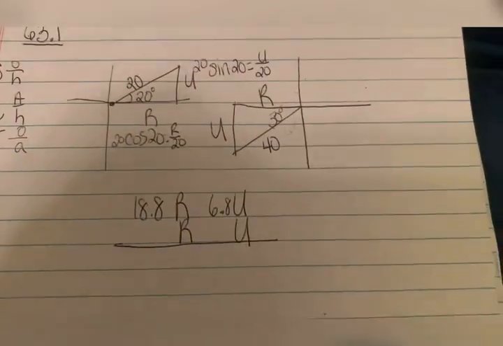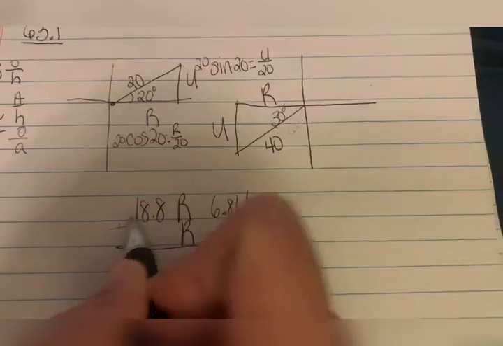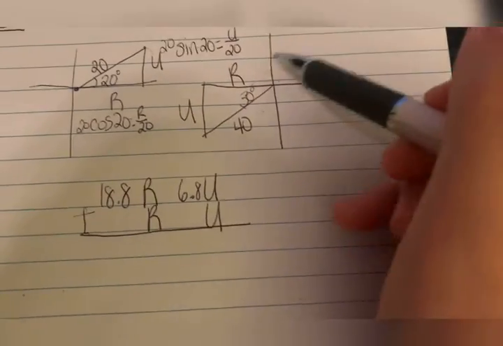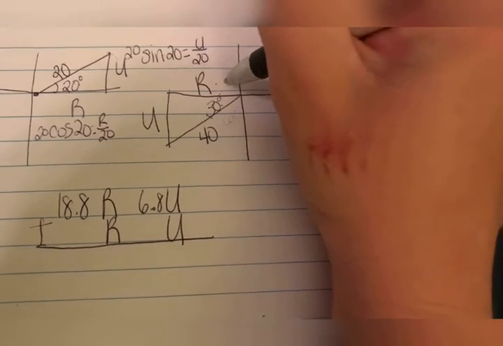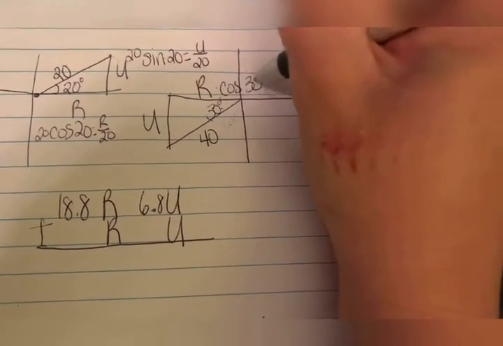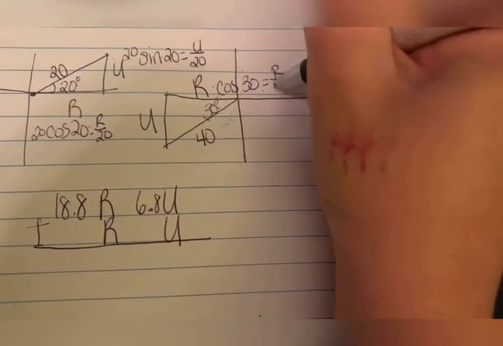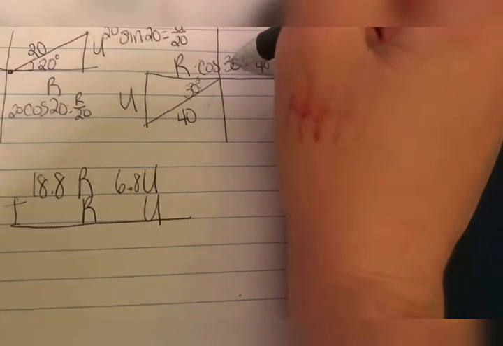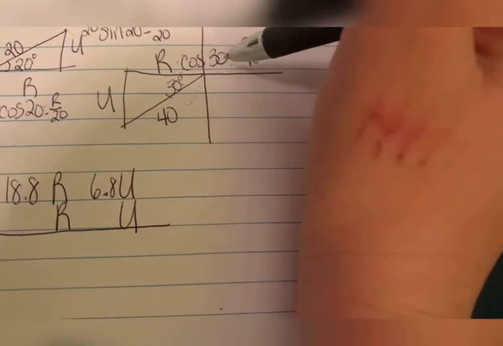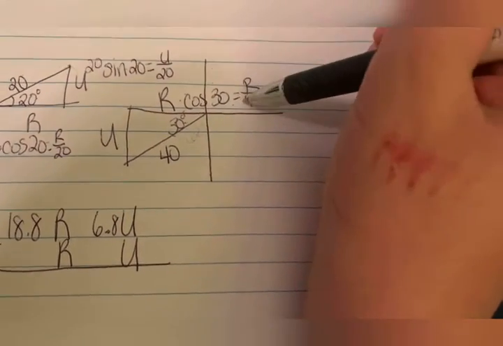Then you need to find your R and U of this one. So your R is going to be cosine again. Cosine 30 equals R over 40. So you do 40 times cosine 30. Cosine 30 is going to give you 0.5 times 40 is going to give you 20.